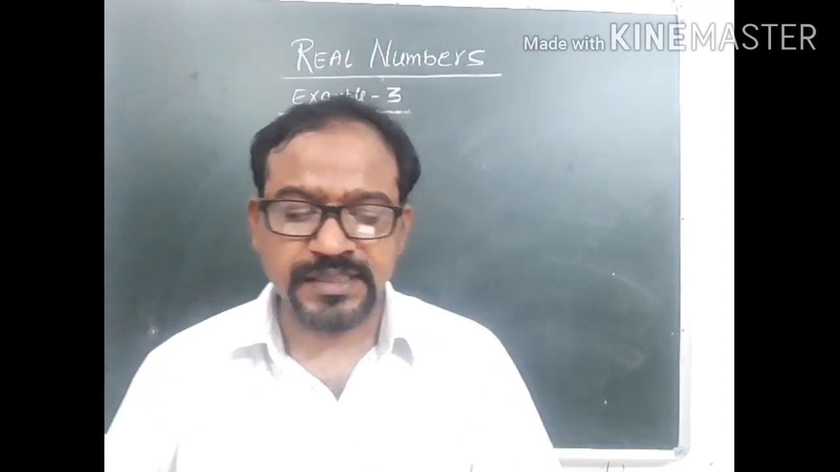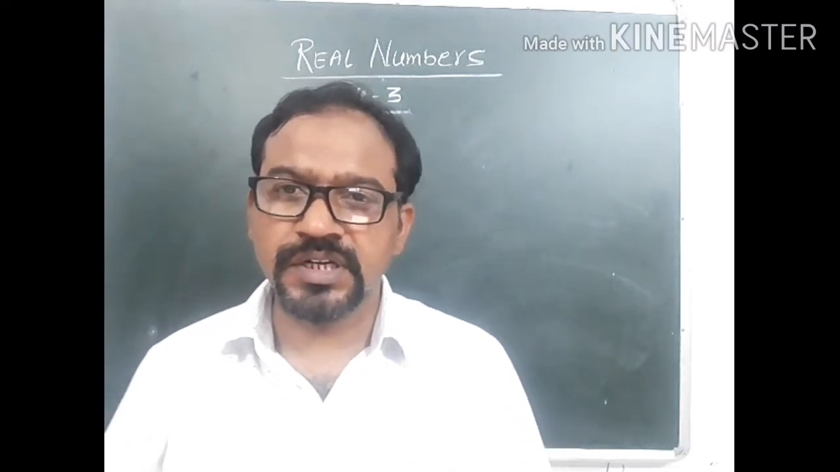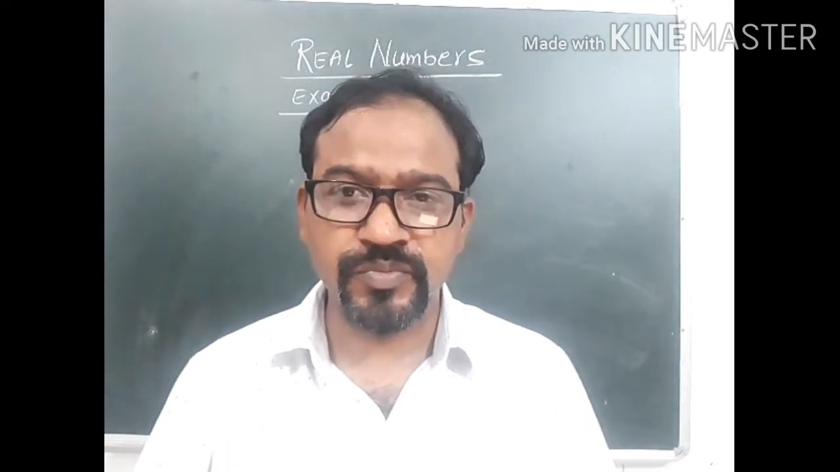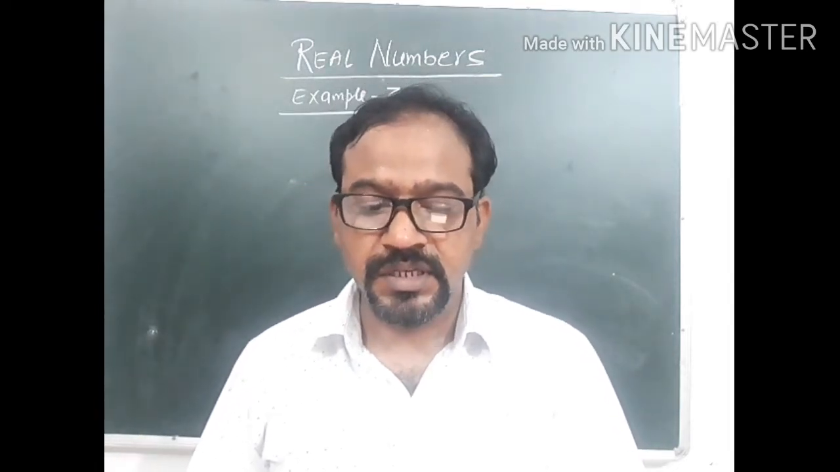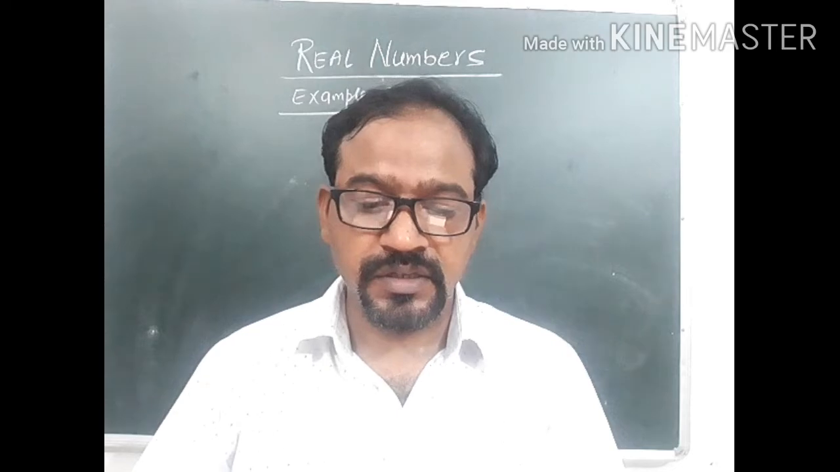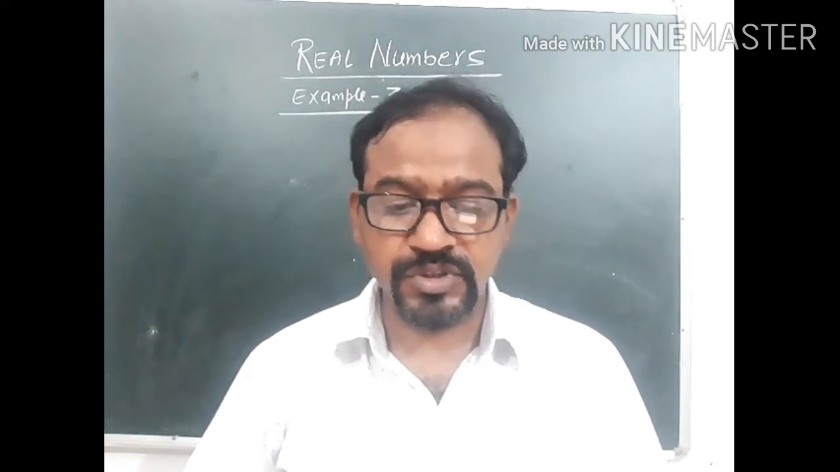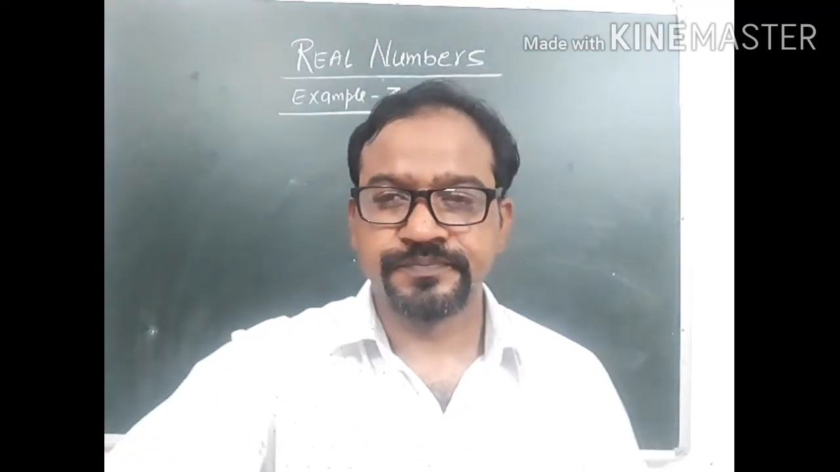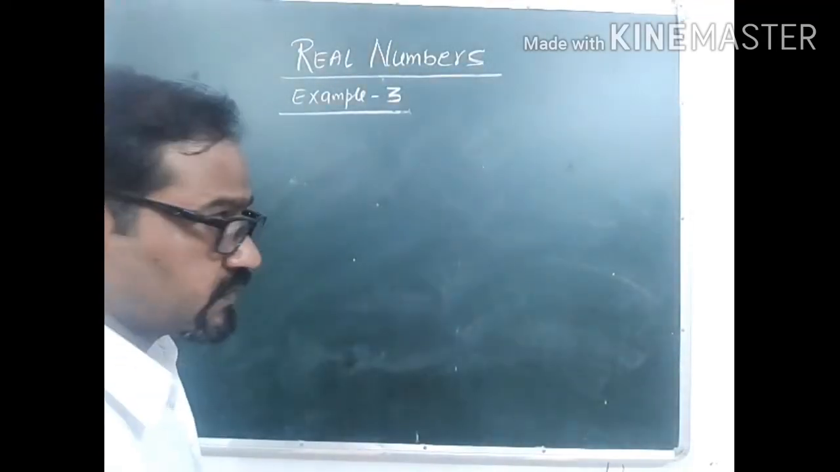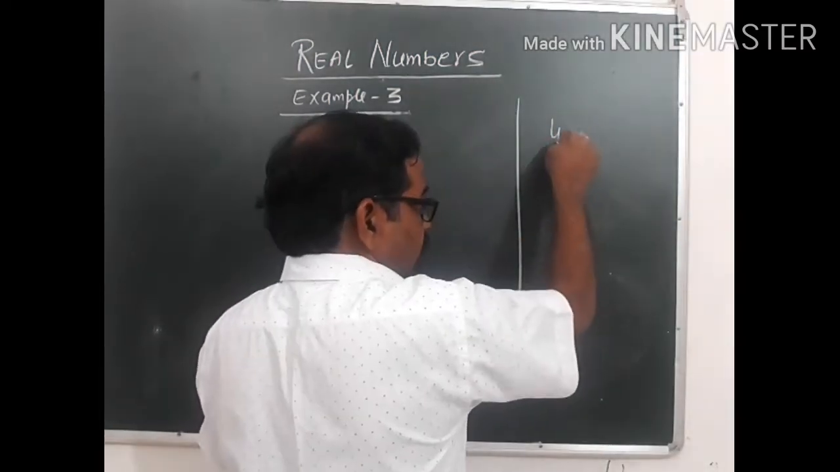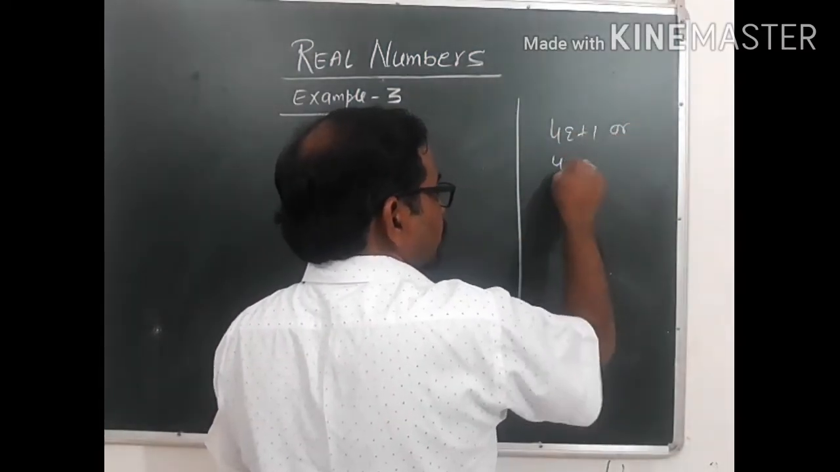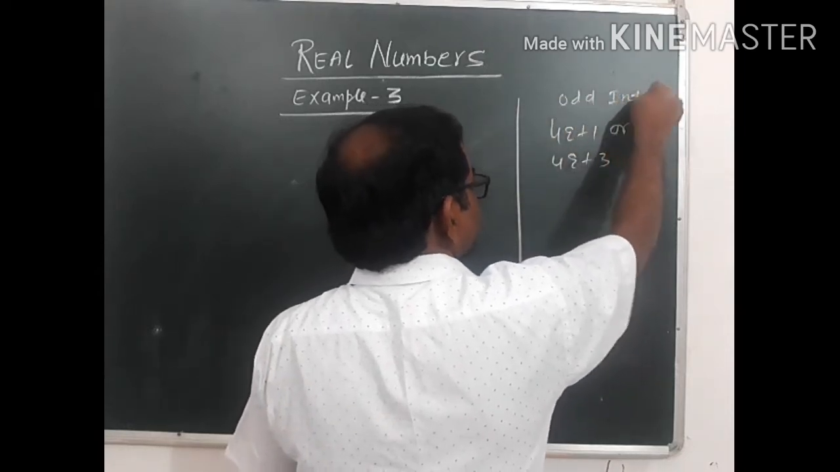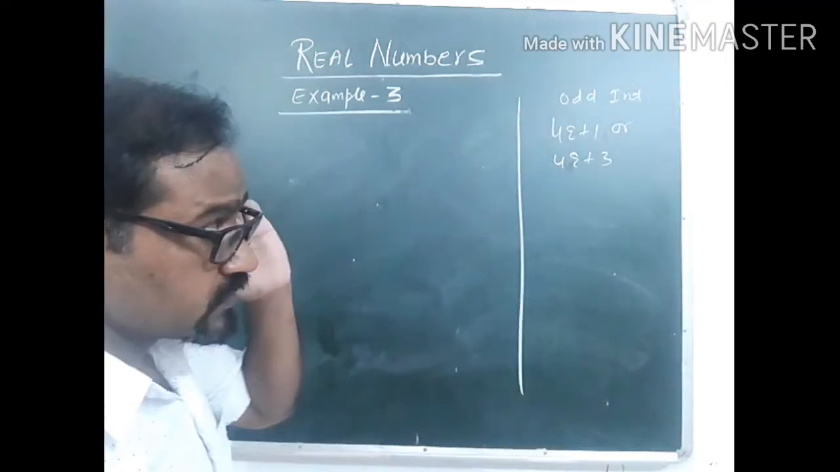Now example 3. Example 3 is to show that any positive odd integer is in the form of 4q plus 1 or 4q plus 3, where q is some integer. Here we have to prove every positive odd integer is in the form of 4q plus 1 or 4q plus 3. Our target is 4q plus 1 and 4q plus 3.